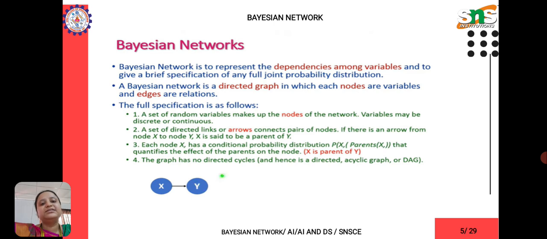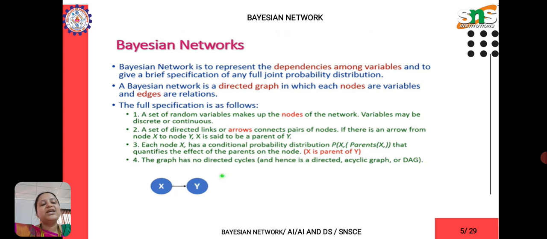Now, what is this Bayesian network? A Bayesian network represents the dependencies among variables and gives a brief specification of the full joint probability distribution. A Bayesian network is a directed graph in which nodes are variables and edges are relations. The full specification is as follows. A set of random variables makes up the nodes of the network. Variables may be discrete or continuous.